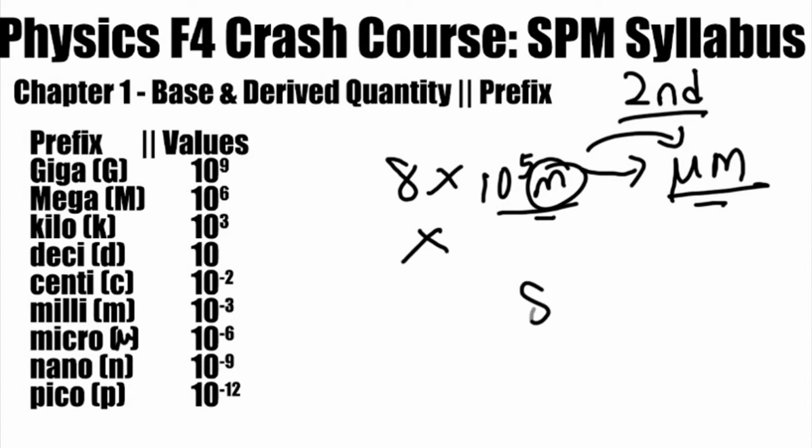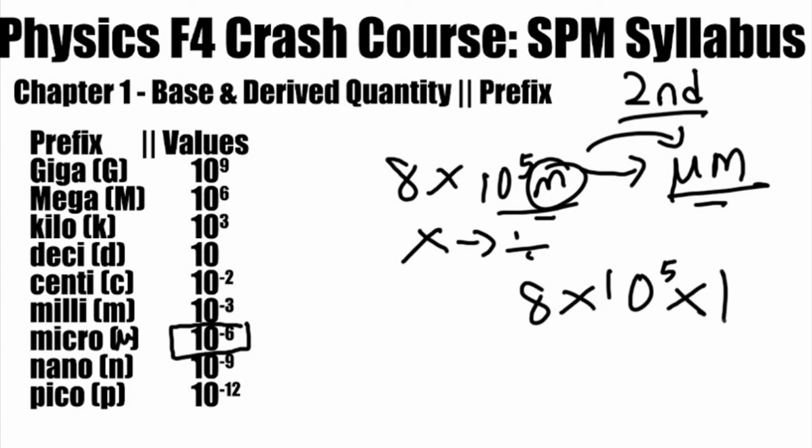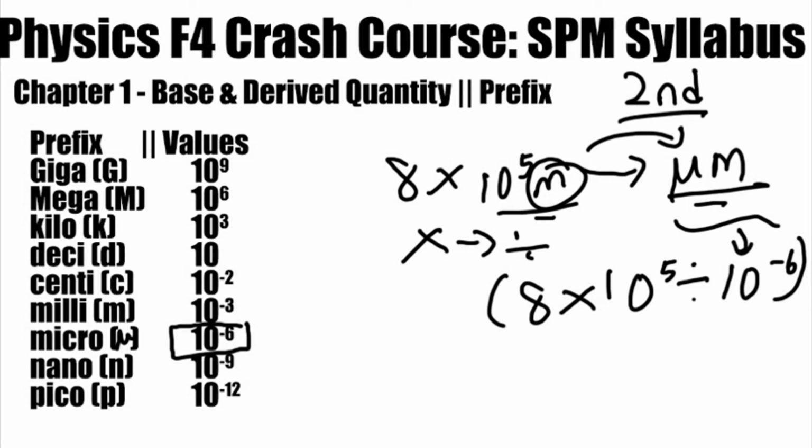So 8 times, which means we're going to go for divide. Okay, 8 times 10 to the power of 5. Look at this value here. Okay, 10 to the power of -6. So let's go for 10 to the power of 5 divide by 10 to the power of -6. Then I put a bracket around here because after I divide, this value should be implemented inside already. So I put the bracket here, and it is micrometer.